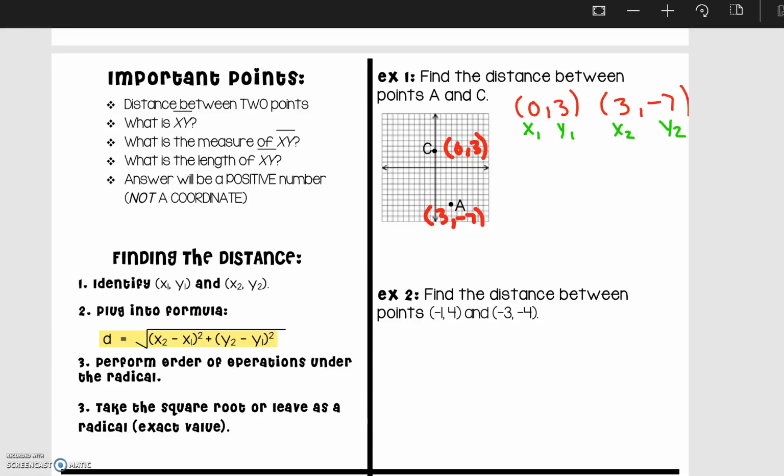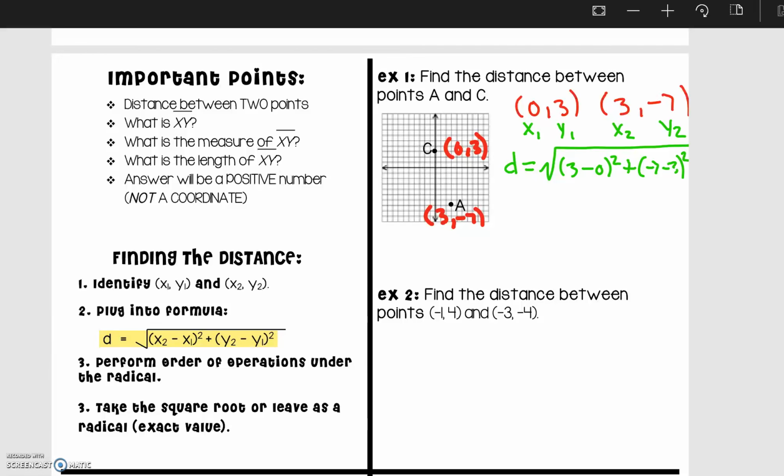Once we have these, we take these and we substitute them into our distance formula that I highlighted. So we have distance equals x2, which is 3, minus x1, which is 0, squared, plus y2, which is -7, minus y1, which is 3 squared.